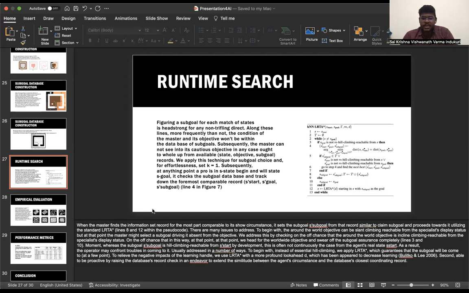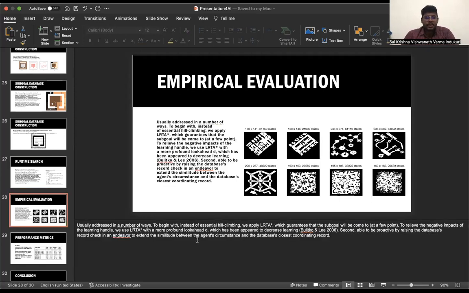We address this by checking whether the global goal is hill-climbing reachable from the agent's current state. If it is, we pursue the global goal and forgo the sub-goal altogether. Next, the imperfect evaluation is usually addressed in a number of ways. To begin with, instead of basic hill climbing, we apply LRTA star, which guarantees that the sub-goal will be reached at some point.